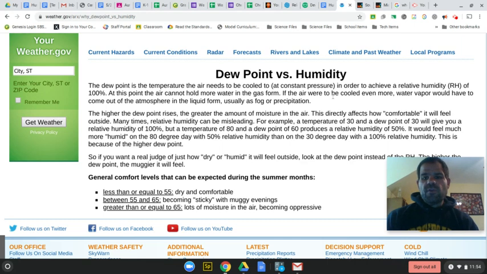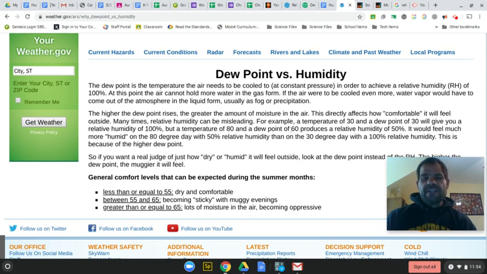At this point, the air cannot hold more water in the gas form. If the air were to be cooled even more, water vapor would have to come out of the atmosphere in the liquid form, usually as fog or precipitation. The higher the dew point rises, the greater the amount of moisture in the air. This directly affects how comfortable it will feel outside. Many times, relative humidity can be misleading. What that means, it's not the best thing to look at, like we just talked about.